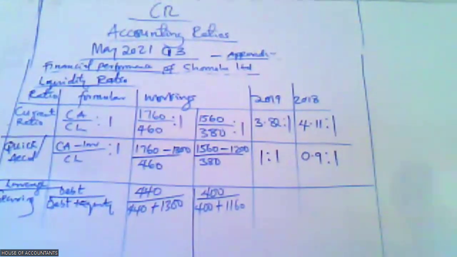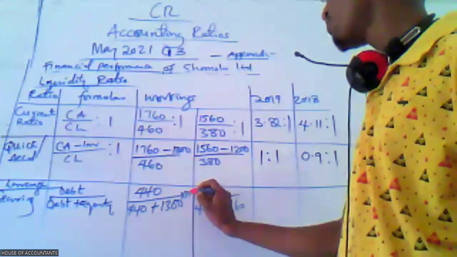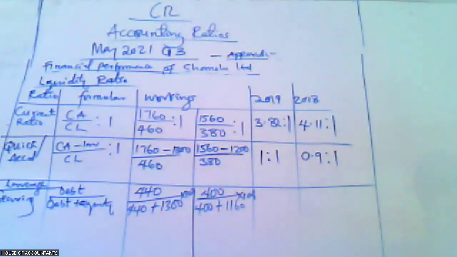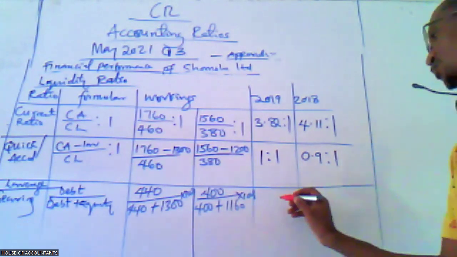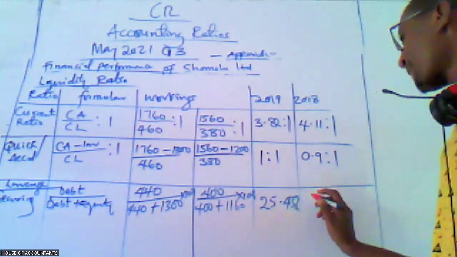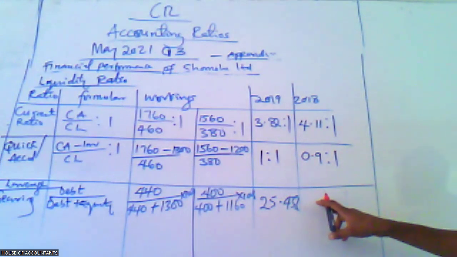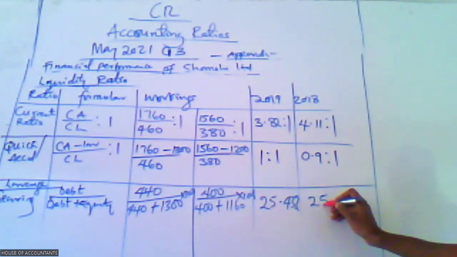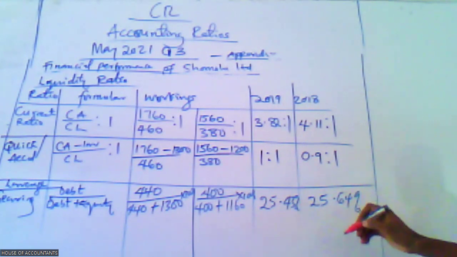Multiply by 100%. What do we get for 18 and 19? For 19, 25.43%. And this one, 25.64%. Which one is better?